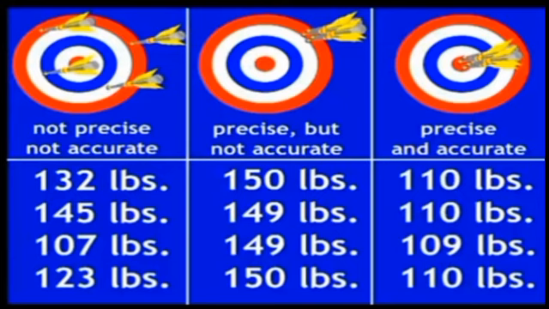For the second one, she had 150, 149, 149, 150 pounds. This experiment is termed to be precise.